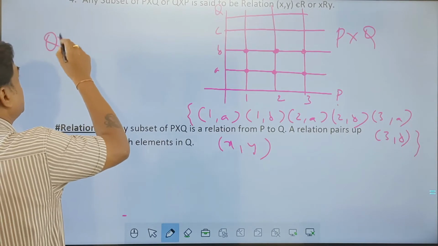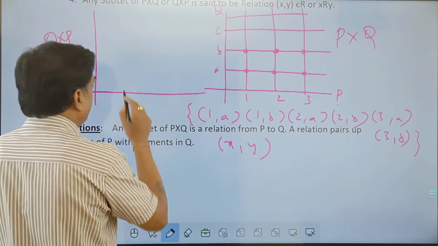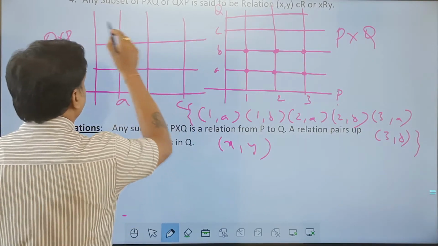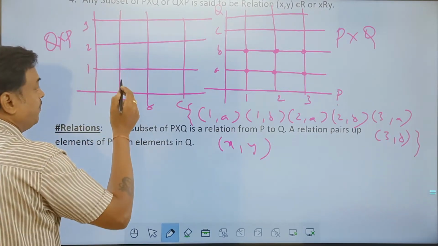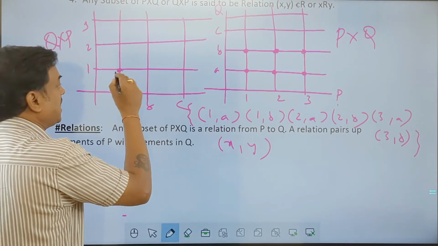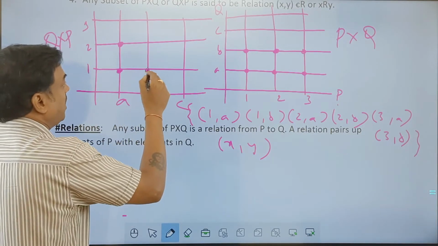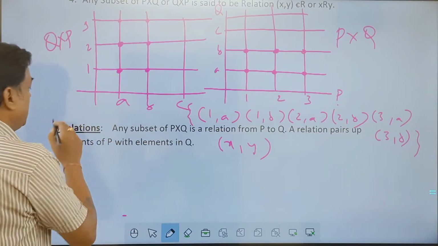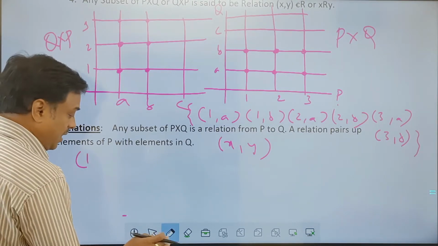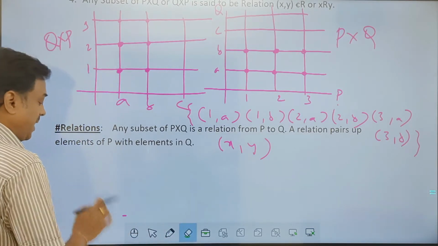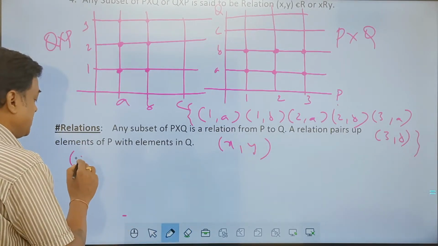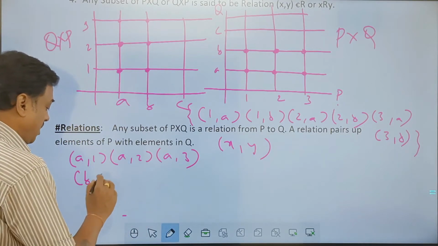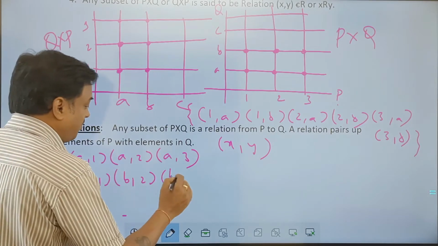Now here if I take the same thing as Q into P, a similar one we get. Vertically we get A, B, C, and horizontally we get 1, 2, 3. So when I do Q into P, the order pairs I get are A comma 1, A comma 2, A comma 3, and then followed by B comma 1, B comma 2 and B comma 3.